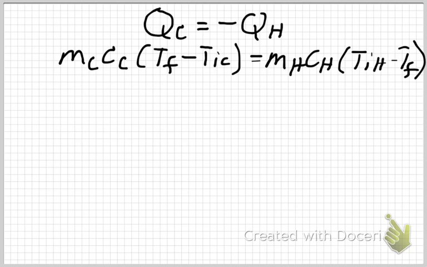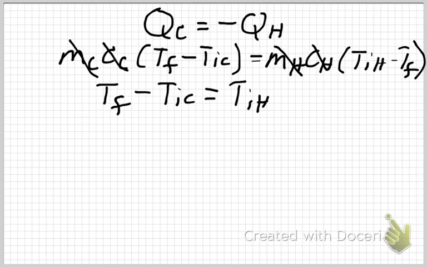Now, what if the two objects have the same mass? Well, then the mass is going to cancel. But what if the objects are the same material, like it's two samples of water? Then they both have the same specific heat capacity, so the specific heat capacity will cancel. So we are left with temperature final minus temperature initial cold equals temperature initial hot minus temperature final.